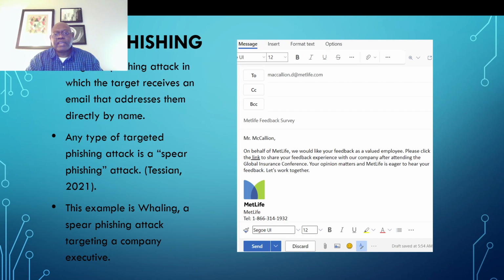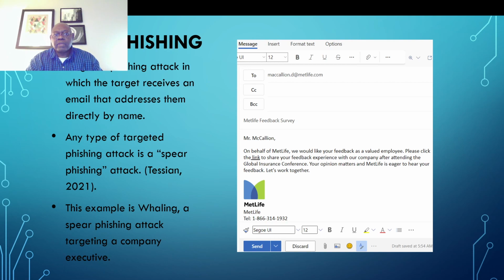Based on the information I obtained on the target employee, I also learned that Mr. McCallion had recently attended a global insurance conference. So, with this information in mind, I felt like the most effective attack would be a spear phishing attack.